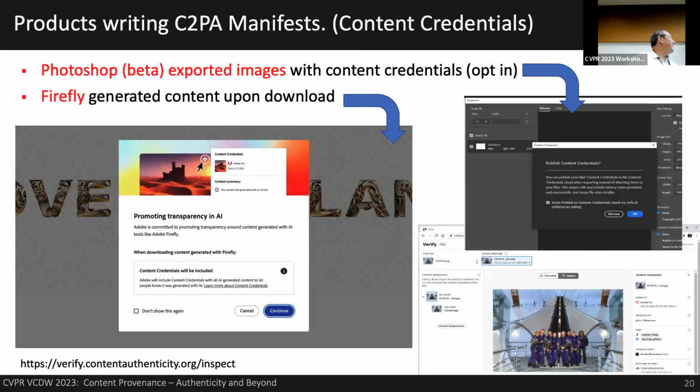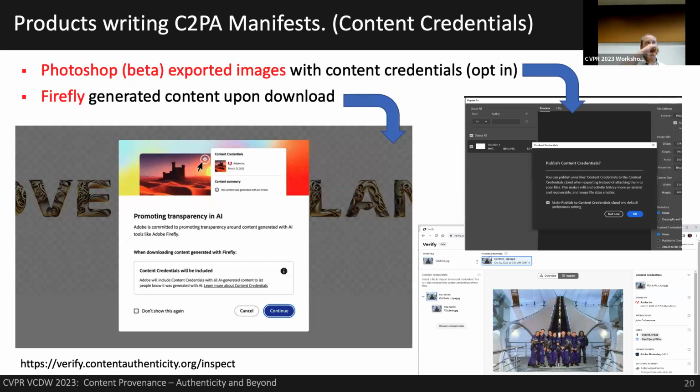So this system's already hard at work in production, storing millions of manifests from some of the products I mentioned. Adobe's recent generative model, Firefly, also does this automatically. So we call this feature in production content credentials. And you can see bottom right that there's a website as well. It's a Verify website where you can drag and drop images into the website to view these content credentials.